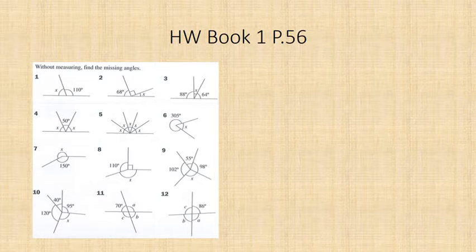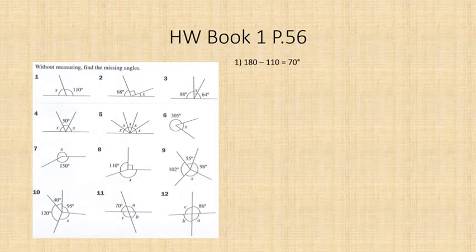Number 1 here, I need to find x. As I know, it's a straight angle, so x plus 110 equals 180 degrees. So 180 minus 110 equals 70 degrees. This is x. The reason it's equal to 70 degrees is because they are supplementary angles. Both of them add up to 180 degrees. Okay, let's go for question 2.